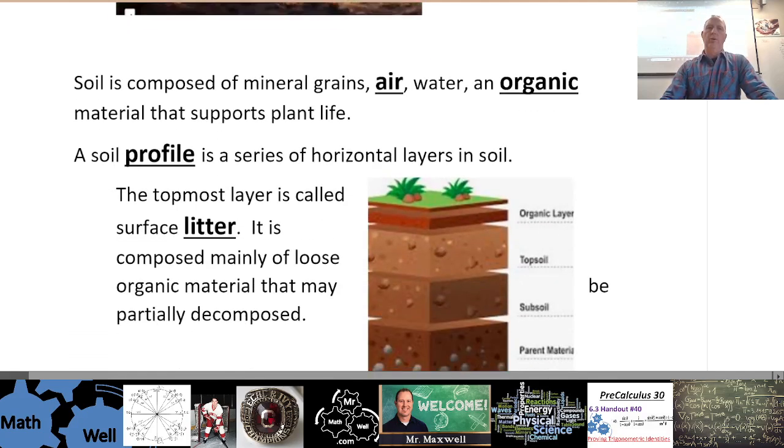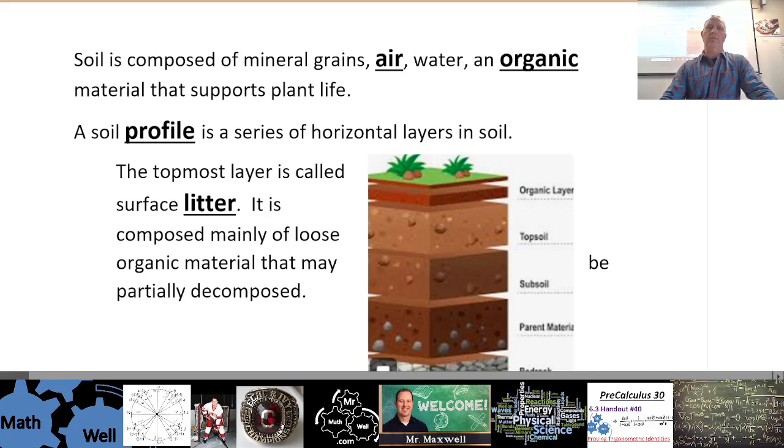Soil is composed of mineral grains, so little bits of minerals. Air, there are air pockets in the soil as well, even though it seems pretty dense and packed, there are pockets of air in there. Water, and organic material that can support the plant life.